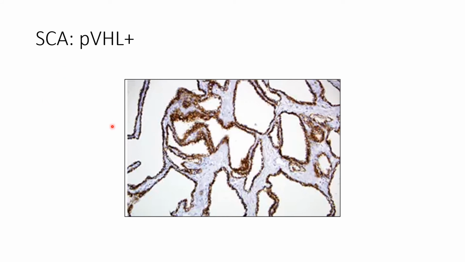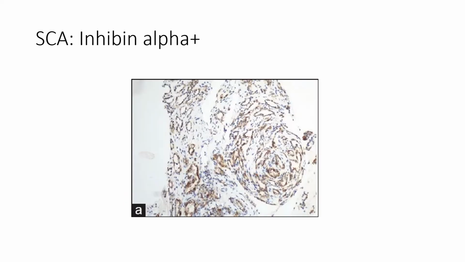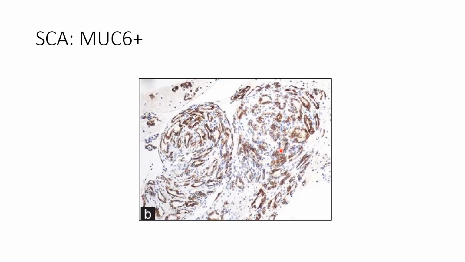SCA, as I already said, is a benign type of tumor, so it is positive for VHL. Here we can see the tubular lining cells, the serous cells lining the tubular structures, are strongly positive for VHL. And similarly, these tubular structures are not as strongly positive as VHL, but they are moderately positive for inhibin alpha and for MUC6.